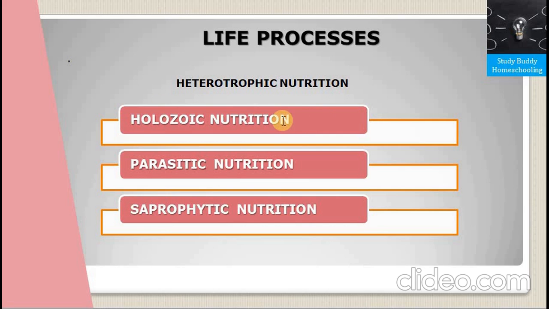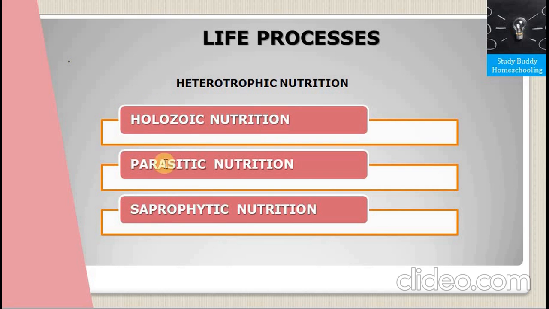What we do is we take in the food inside the body, and we have certain organs and organ systems in place which helps in breaking down of the food, taking the nutrients from the food and sending out the waste. So in Holozoic nutrition, where most of the organisms follow this method, the food is directly taken in.